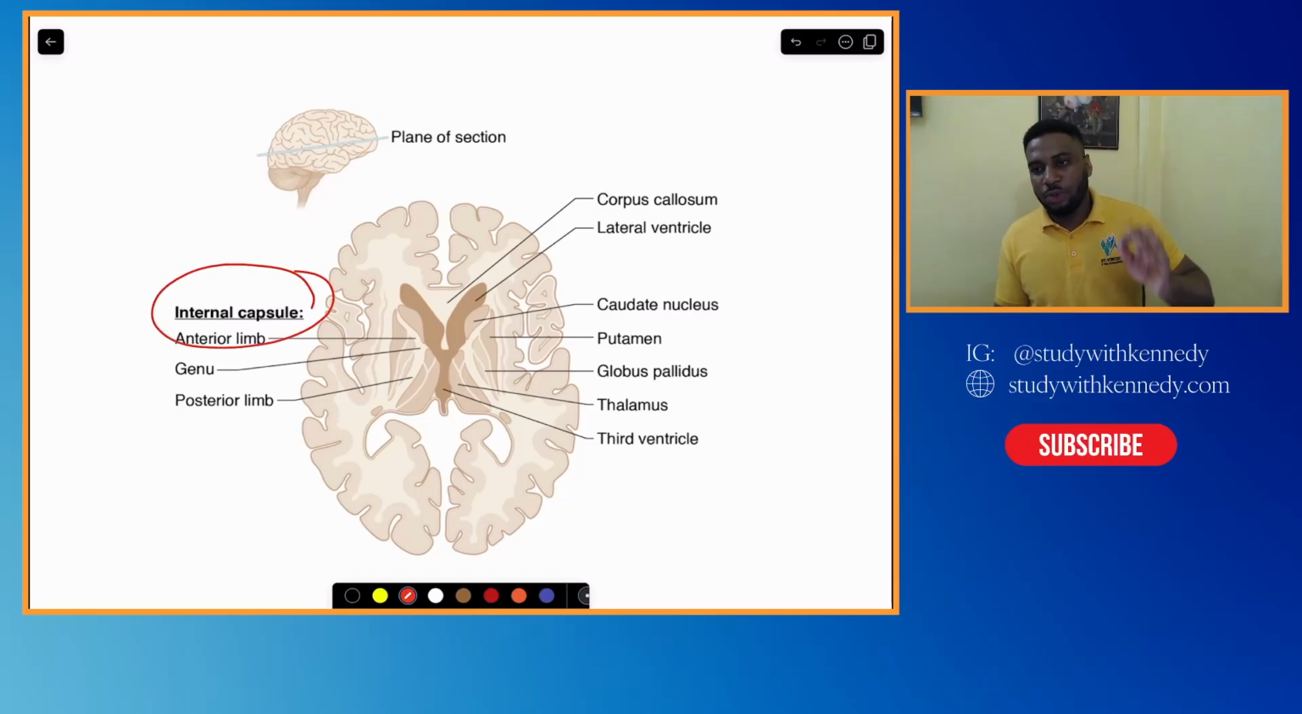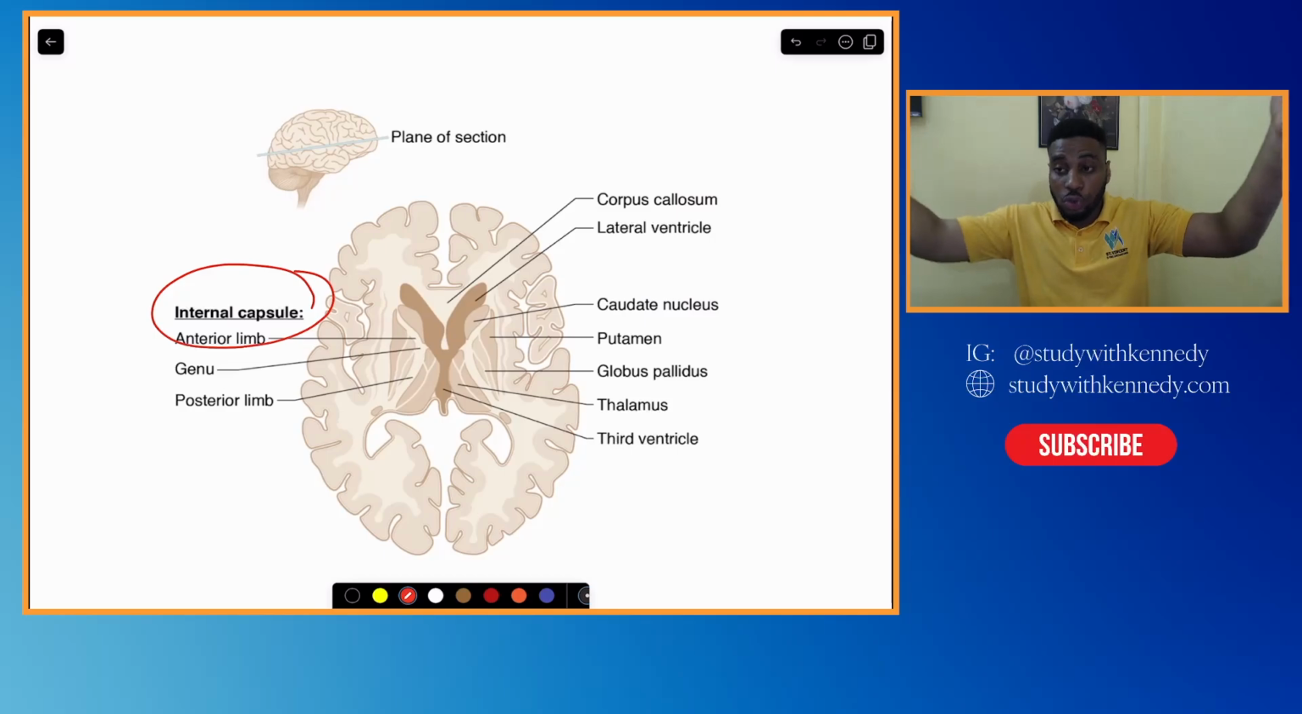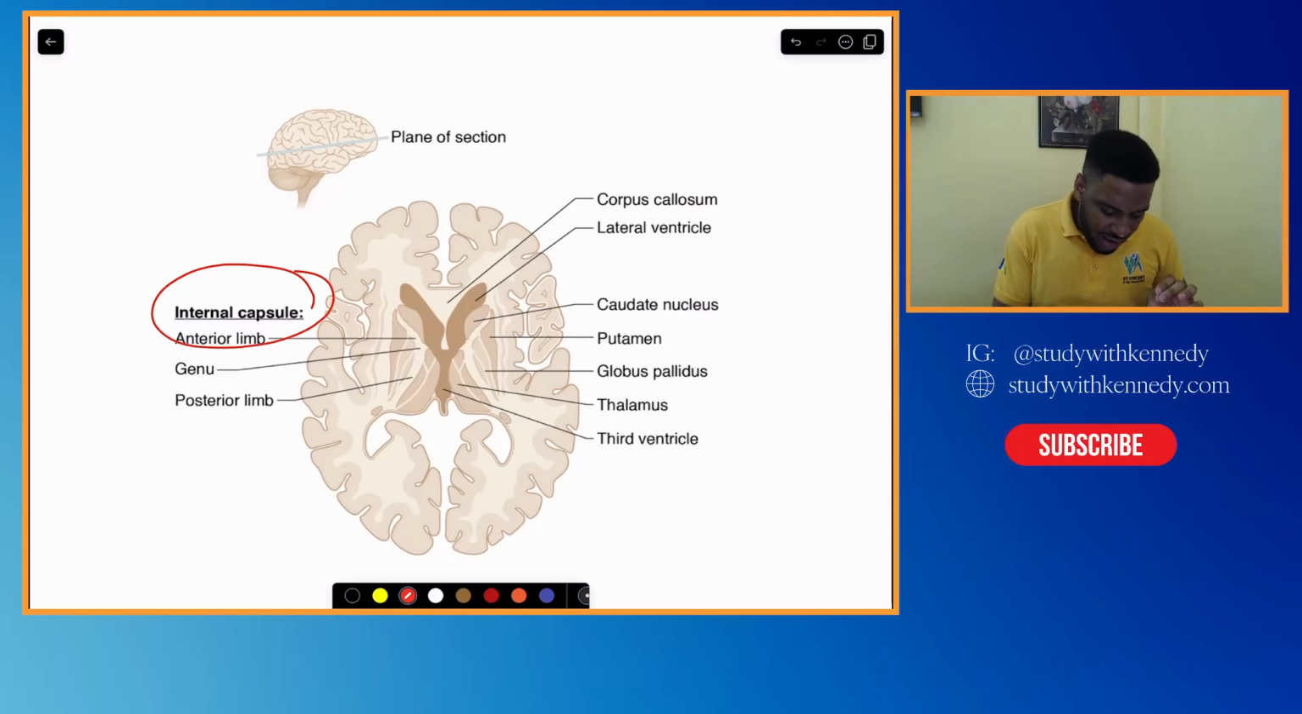You would remember that when you did ascending tracts, all your ascending tracts went to the brain via the posterior limb of the internal capsule. Your descending tracts also go through the internal capsule when they pass. So whenever you have a stroke affecting the basal ganglia, the internal capsule inevitably is going to be affected. And you remember your internal capsule, we have the anterior limb of the internal capsule, the genu of the internal capsule, and the posterior limb of the internal capsule.